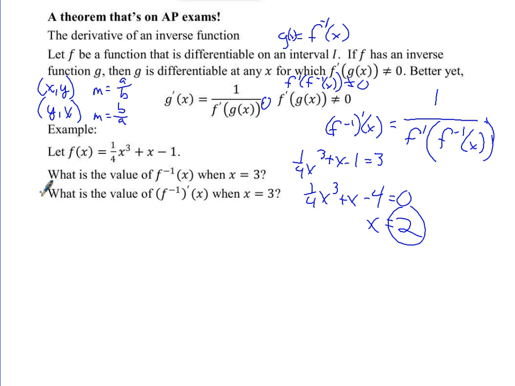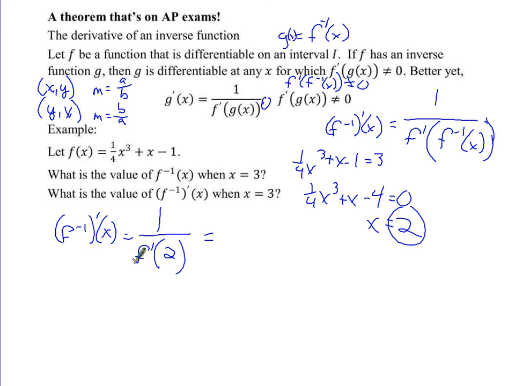Now what is the value of f inverse prime of x when x equals 3? Well, using this notation right here, and using the way that I rewrote that, f inverse prime of x is what I'm looking for right here. So I can use that formula, that theorem. F inverse prime of x equals 1 over f prime of f inverse of x. But f inverse of x is 2. So what I have is 1 over f prime at 2.